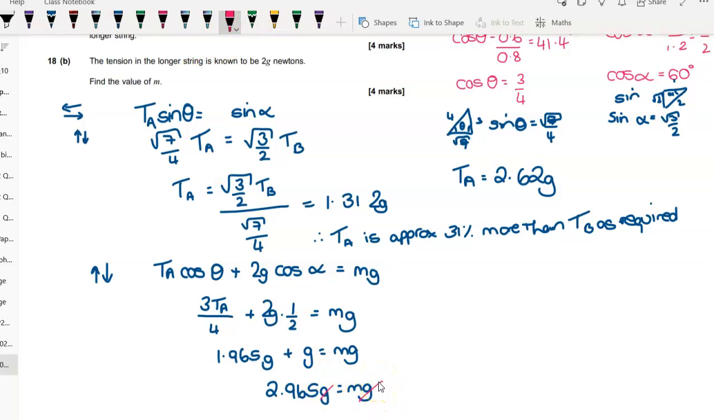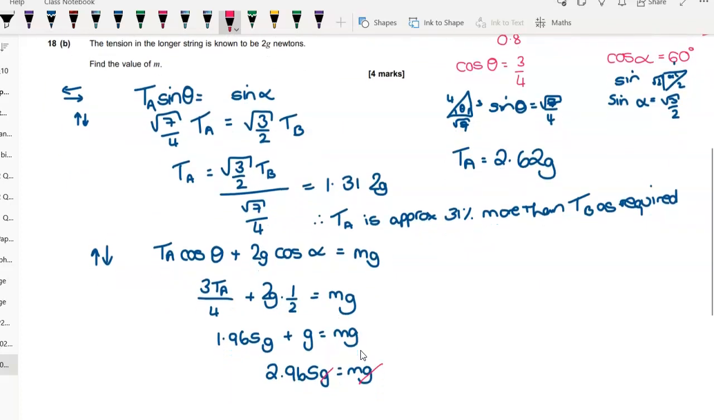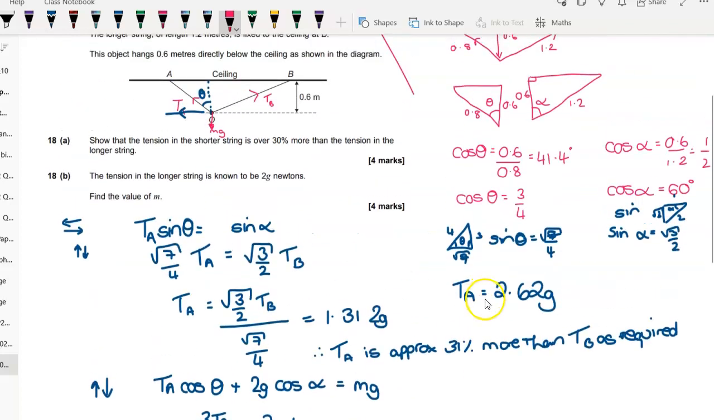Now, I think that due to rounding, that should actually be 3. But maybe due to rounding somewhere along the lines, probably where we did this 2.62 here. If we'd left that accurate, I think we'd probably get that M was equal to 3. Okay, so if the mark scheme says M is equal to 3, I think that's probably why. Right. Okie dokie. Hope that helps.